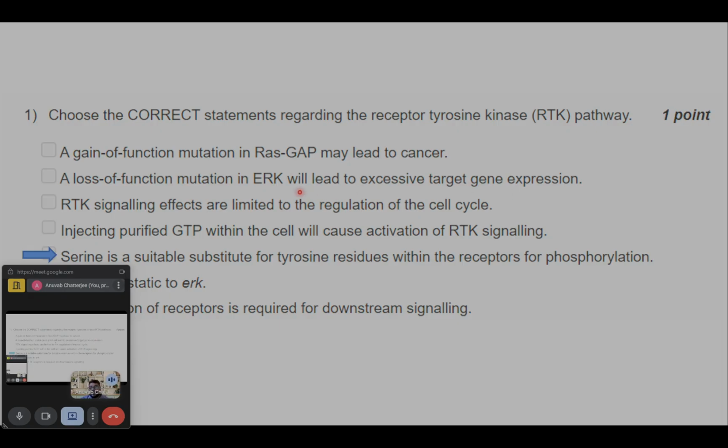RTK signaling effects are limited to regulation of cell cycle. That is not true, because we have been looking at it that it helps a lot in vulval development via the anchor cell communicating to the P6P and other equivalent cells in the primordia of the vulva, and it does many other things like eye development and stuff. So not true. Injecting purified GTP within the cell will cause activation of RTK signaling.